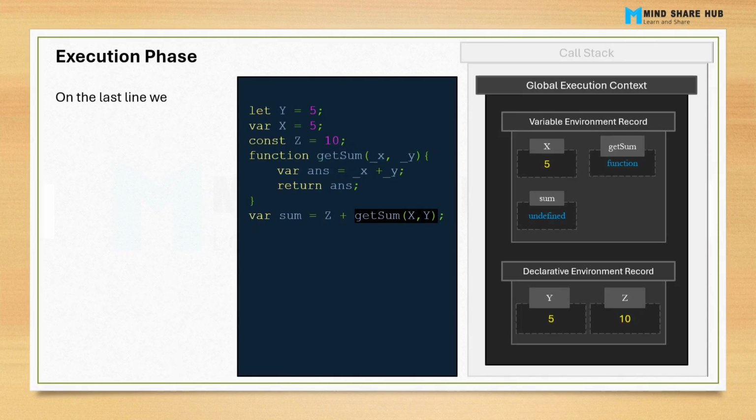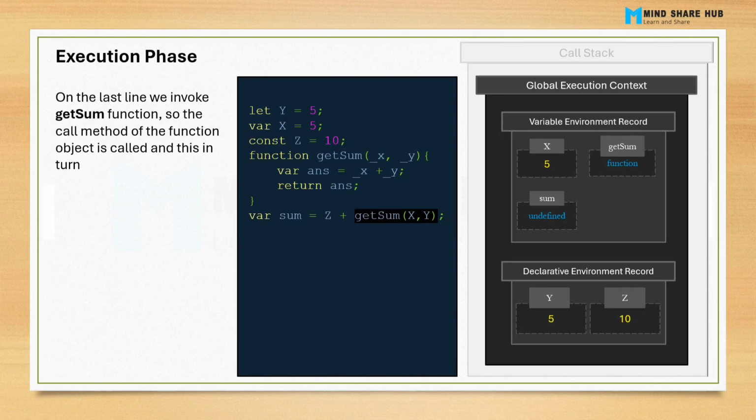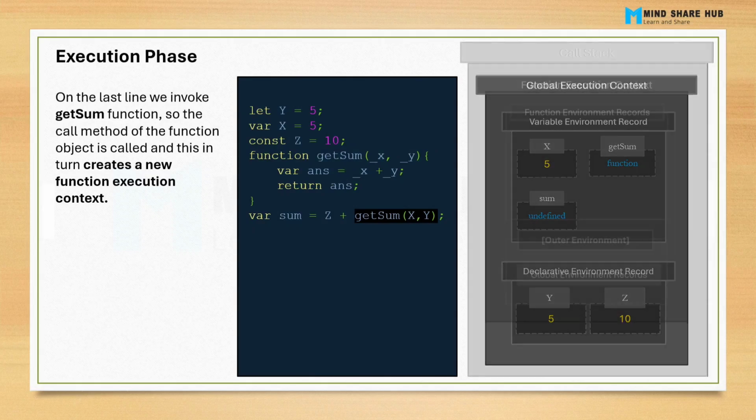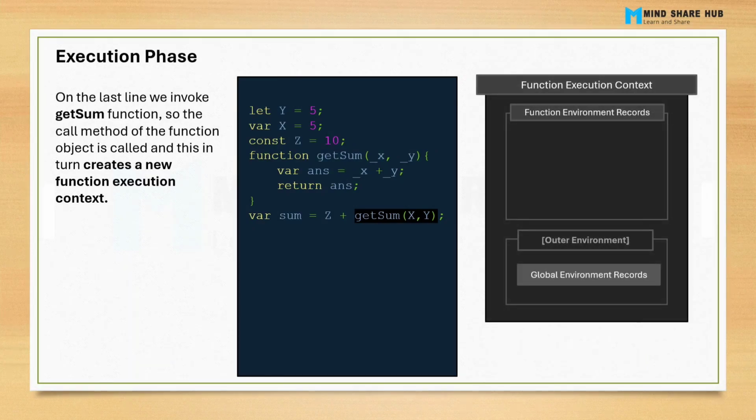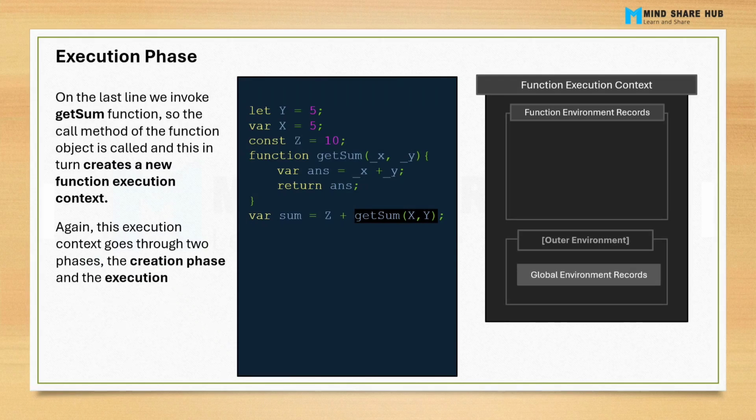On the last line, we invoke the getSum function, so the call method of the function object is called, and this in turn creates a new function execution context. Again, this execution context goes through two phases, the creation phase and the execution phase. The outer environment points to the global environment record.